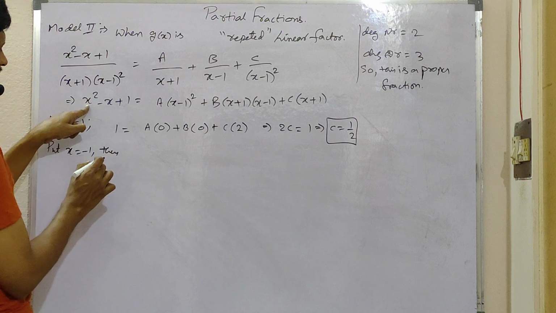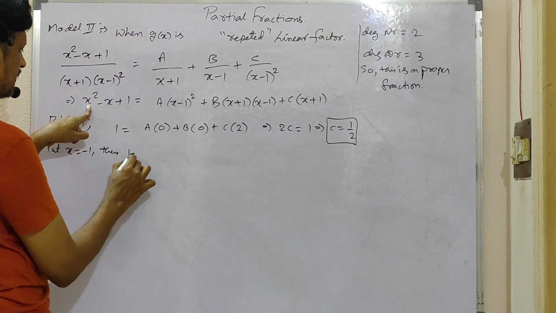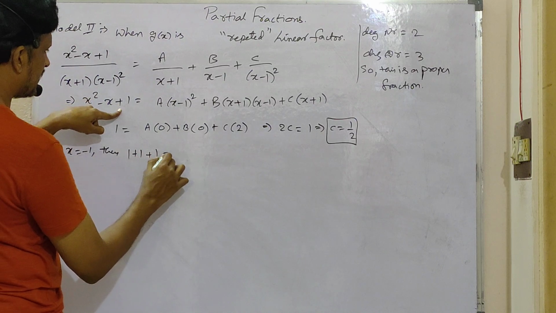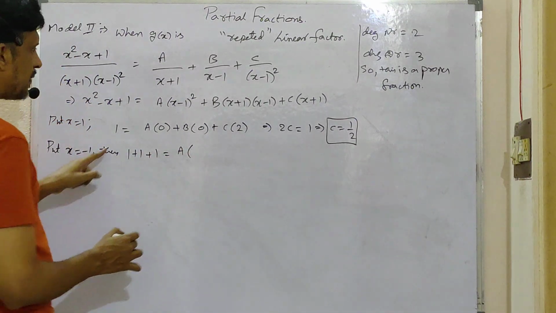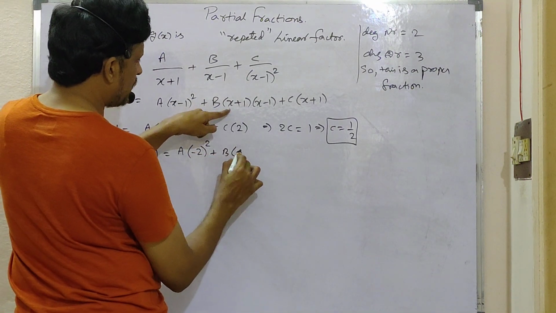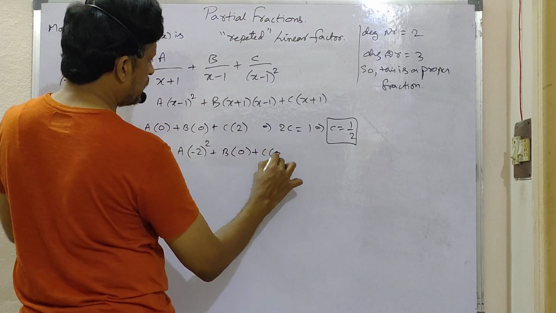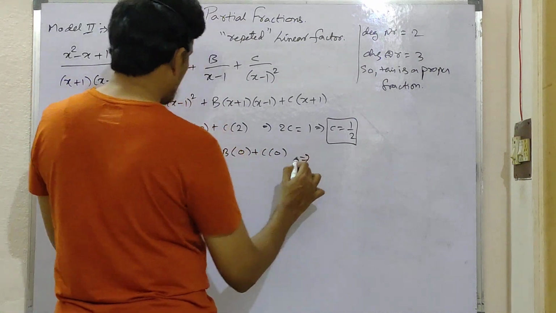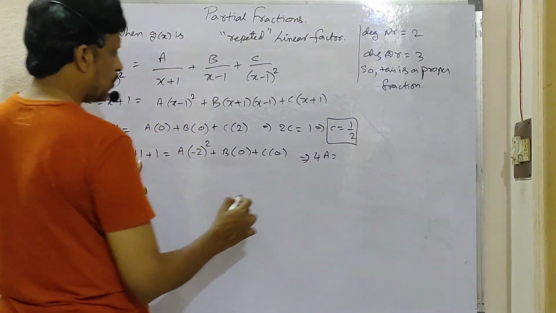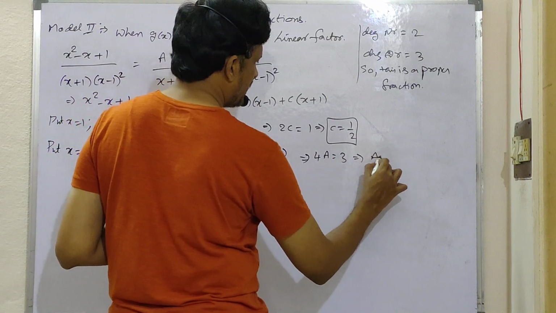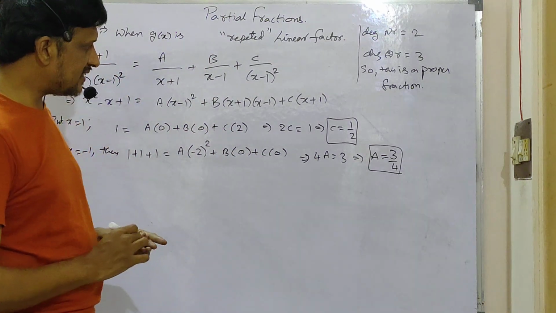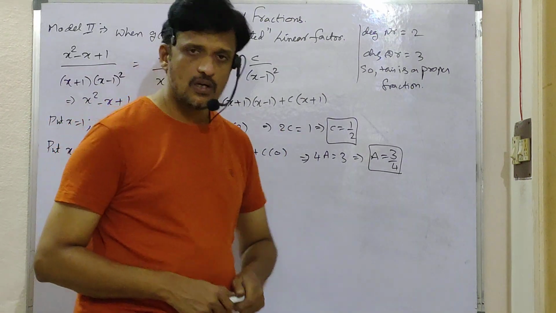If x is equal to minus 1, then this will be minus 1 whole square, which is 1, minus of minus 1 is plus 1. So this is plus 1, equal to a into (x minus 2) whole square, that is minus 1 minus 2 whole square, plus b into (minus 1 plus 1), which is 0, plus c into (minus 1 plus 1), which is 0. So here you are getting minus 2 whole square, which means 4a. 4a is equal to 3 gives the required value of a, that is 3 by 4. So the value of a is 3 by 4 and the value of c is 1 by 2.